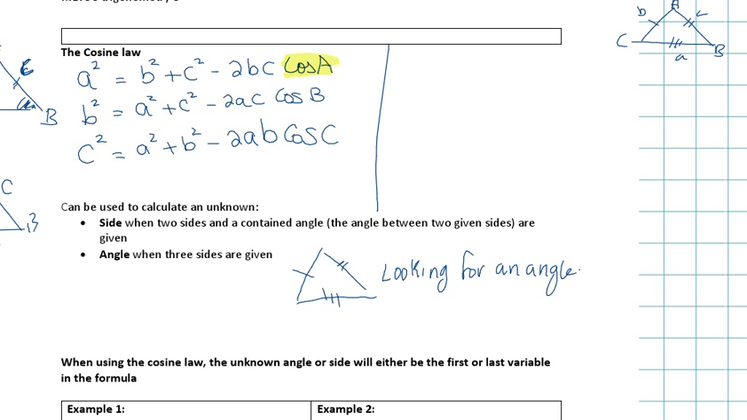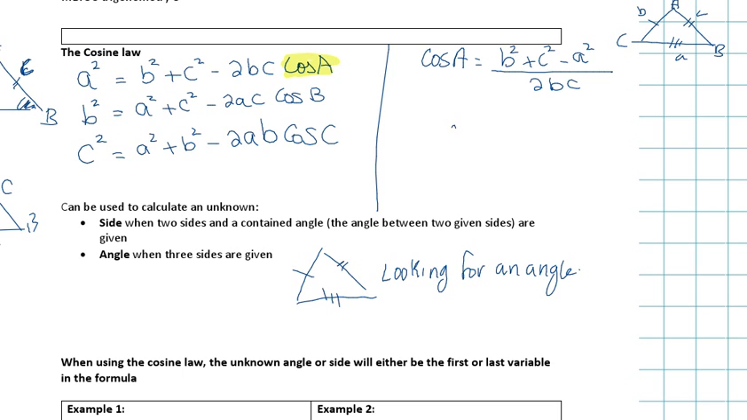Cosine A equals B squared plus C squared minus A squared over 2BC. Okay? Do you want to know how we got to this? Alright. So I'm going to take my original formula, which is this.